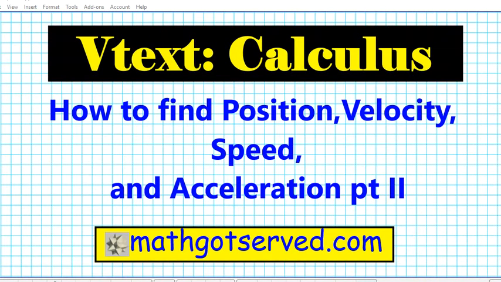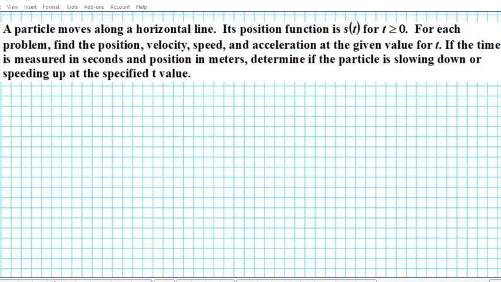In this clip, we're going to be going over how to find the position, velocity, speed, and acceleration at a particular time given a position function. Alright, the instructions are as follows. A particle moves along a horizontal line. Its position function is s of t for t greater than 0. That's the position function. For each problem, find the position, velocity, speed, and acceleration at the given value for t.